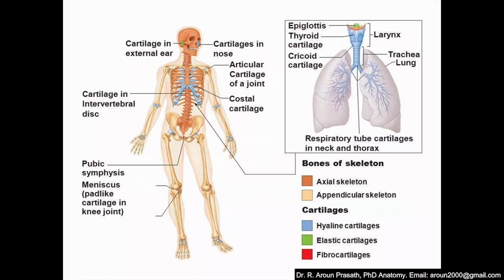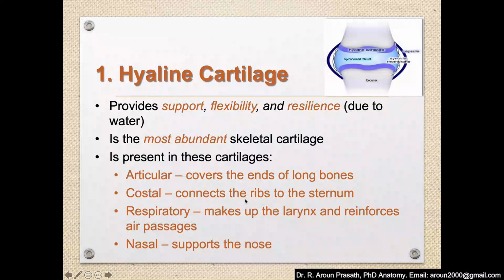You can see all these blue shades, which are the cartilaginous structures: the nose, the ear pinna, and the articulating surfaces of all long bones. Hyaline cartilage is also present in the tracheal rings. So these are some of the locations of the hyaline cartilage.